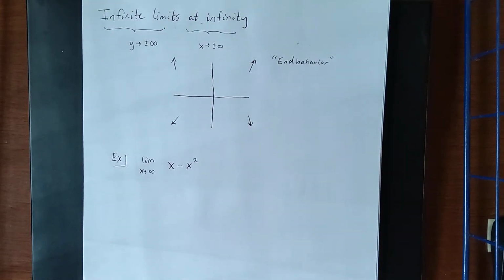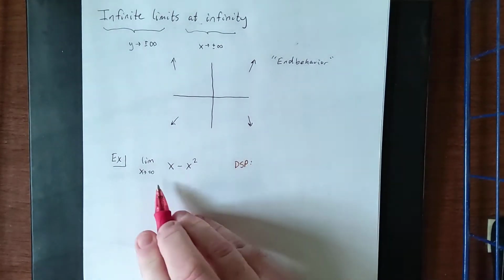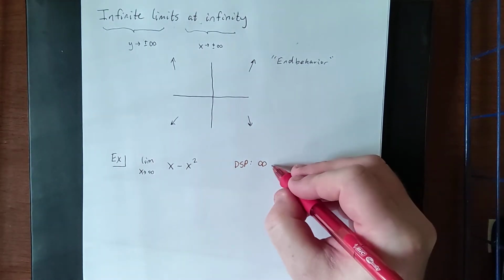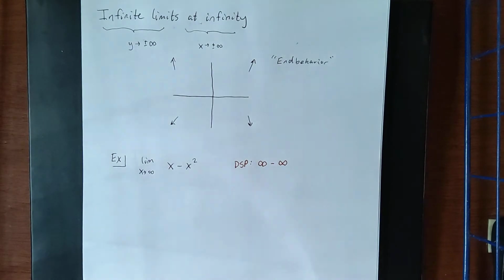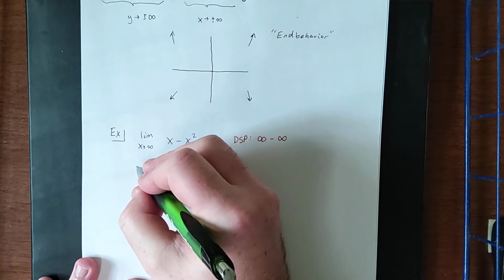Now obviously we can't really plug in infinity to a situation like this, but if we could use the direct substitution property, x goes to infinity, that would be infinity, and as x goes to infinity, x squared would be infinity as well. So we have a situation of infinity minus infinity, which is one of our indeterminate forms. But when it comes to a polynomial, one thing that you can do is factor the polynomial.